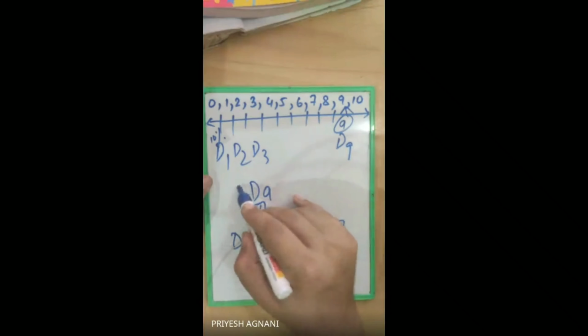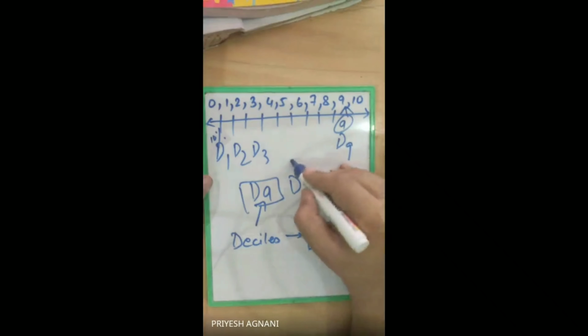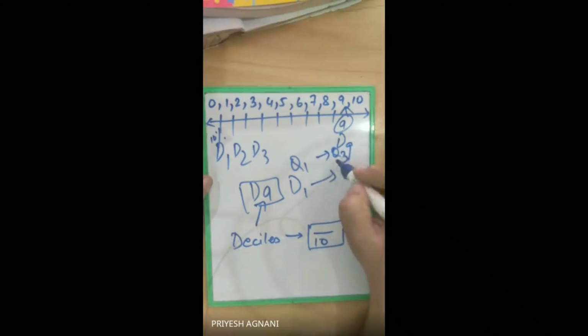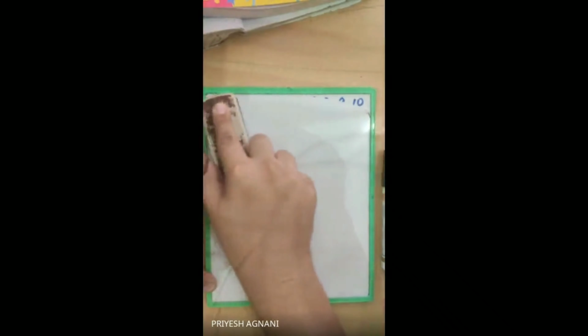Up to 9. Decile 1 to decile 9. In quartiles, quartile 1 to quartile 3. In quartiles there are 4 different parts. In deciles there are 10 different parts.